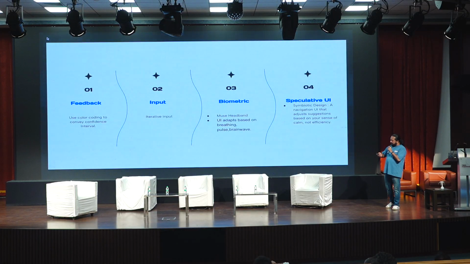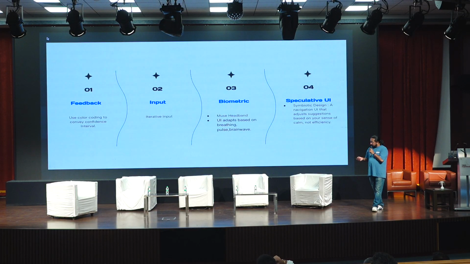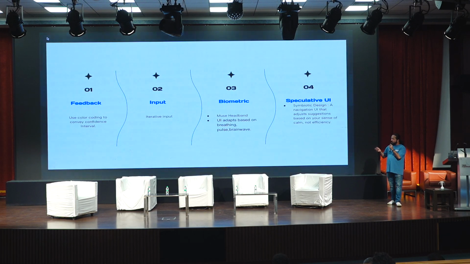So there are certain ways intra-action manifests itself. Can we use color coding in the feedback? Can we use iterative input? Can we use biometric signaling? For example, can we take your breathing pattern, your pulse, your galvanic skin response? I wear an Ultrahuman ring. It can measure a lot more data about my physical parameters, and I can use them in designing a more intuitive interface.